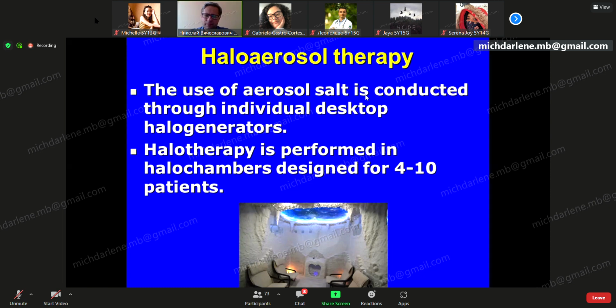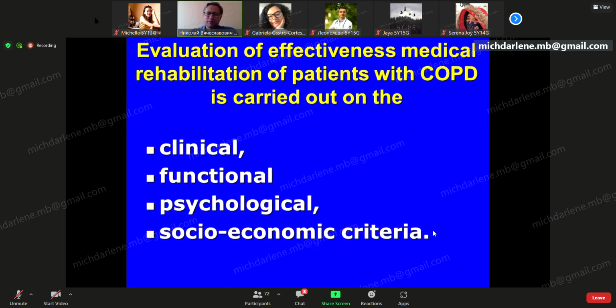Halotherapy is performed in a halochamber designed for up to 10 patients. We can combine the positive influence on the respiratory tract with pleasant music, soft light and a pleasant atmosphere of relaxation in a very convenient armchair. One procedure takes 20-25 minutes. A course of rehabilitation usually includes 10 procedures.